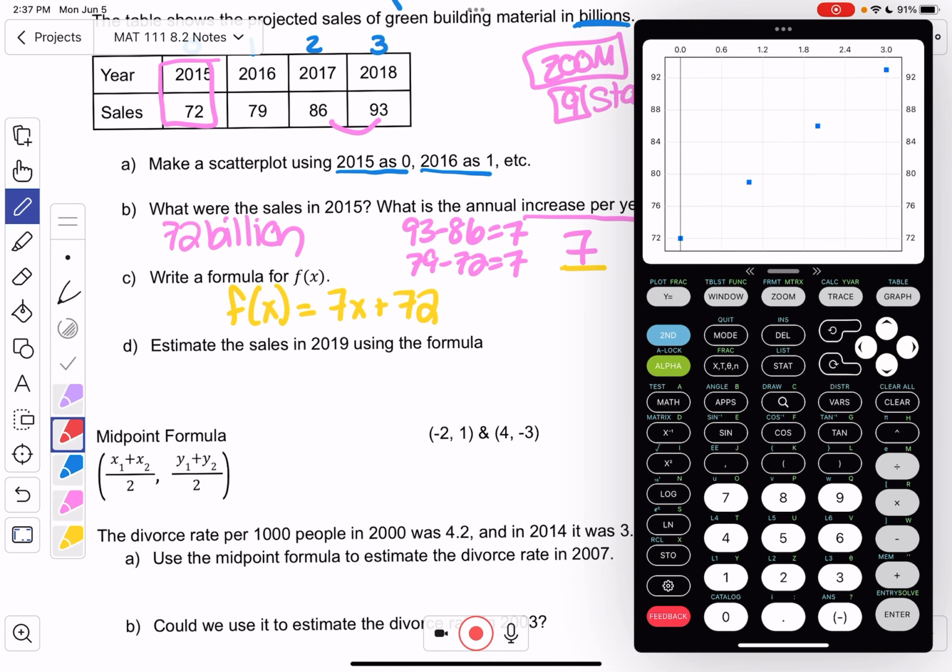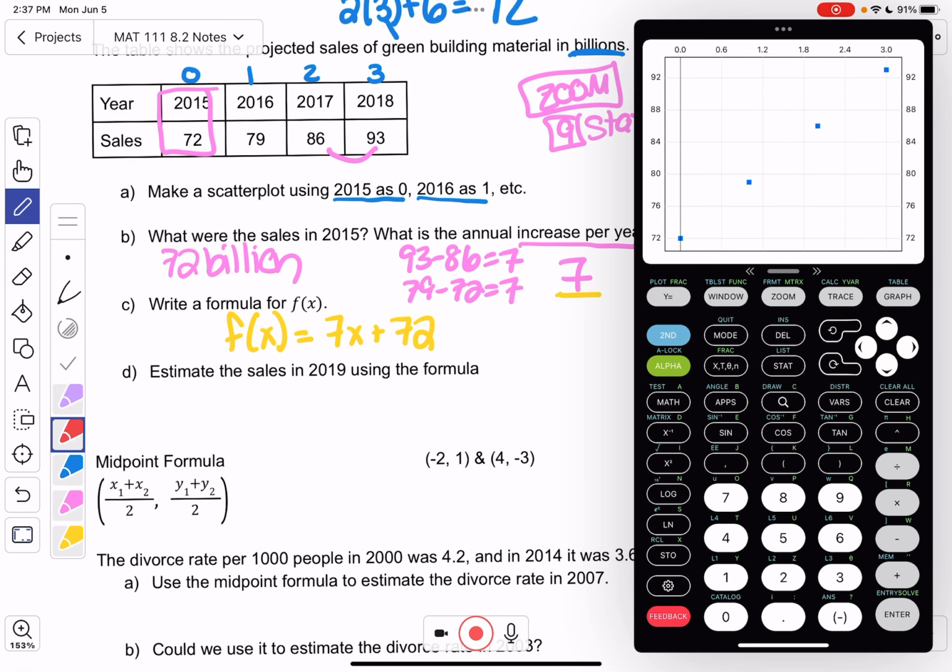Estimate the sales in 2019. If 2015 is year 0 and we follow up the chart, 2019 would be year 4. To estimate that value, I'm going to plug 4 in for x. If I were to type that in the calculator, I'd get 100 billion. So this formula is predicting that we have $100 billion in sales at that point in time.